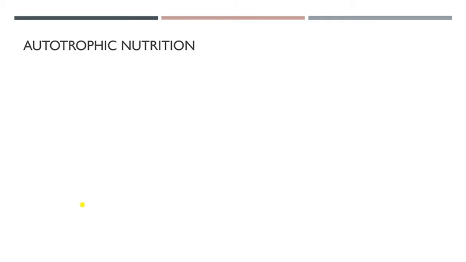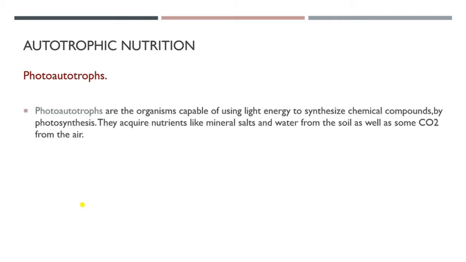Photoautotrophic nutrition. The organisms which prepare their own food in the presence of sunlight by using carbon dioxide from air, and water and minerals from soil are called photoautotrophs. It takes place in the chloroplast. This mode of nutrition is called phototrophic nutrition. This entire process is called photosynthesis. They produce complex compounds like carbohydrates, proteins, and lipids from these simple substances.